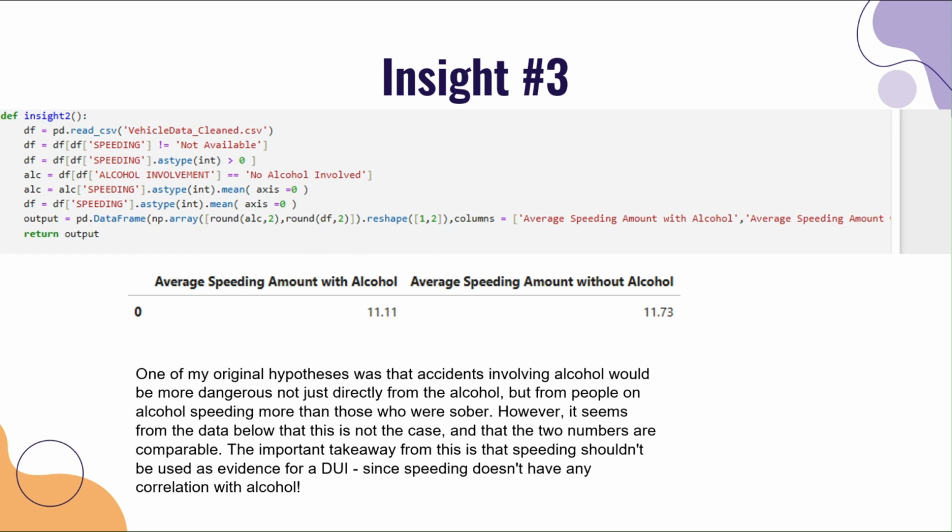My next insight was about whether alcohol increased levels of speeding. My original thought was that alcohol would increase the average speeding level for each accident, but it actually didn't. The average speeding amount without alcohol was actually about 0.6 miles per hour more. That was pretty surprising. But my important public policy takeaway from this is that speeding shouldn't be used as evidence for a DUI because speeding didn't have any correlation with alcohol.